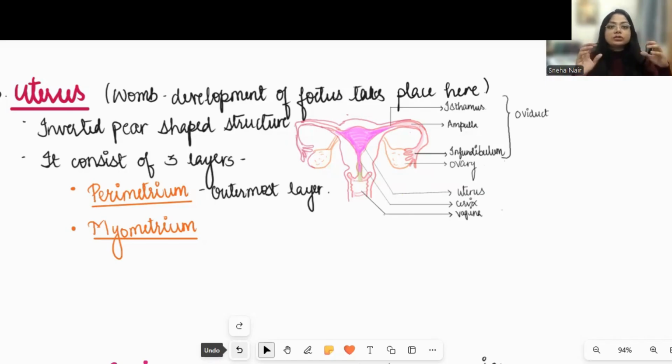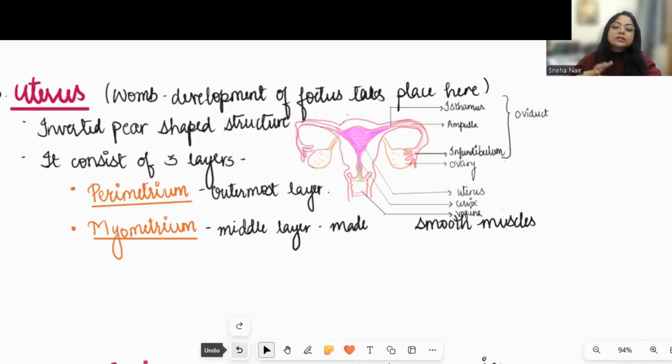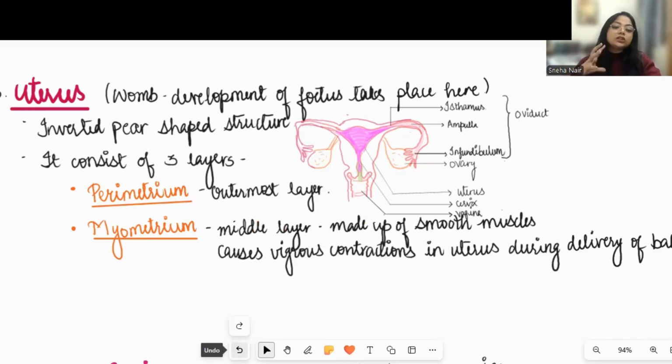So this myometrium causes vigorous contraction in the uterus that pushes the baby out. Once the baby is completely developed, there is this vigorous contraction in the myometrium that pushes the baby out. The delivery of the baby is also known as parturition. So we say that the myometrium helps in parturition. The myometrium is the middle layer, made up of smooth muscles, and it causes vigorous contraction in the uterus.